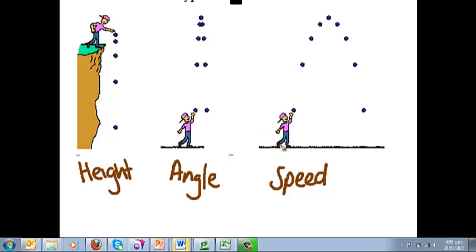Alright, and lucky last, speed. So the more force we put behind a projectile, the further it will go, given the angle as well.